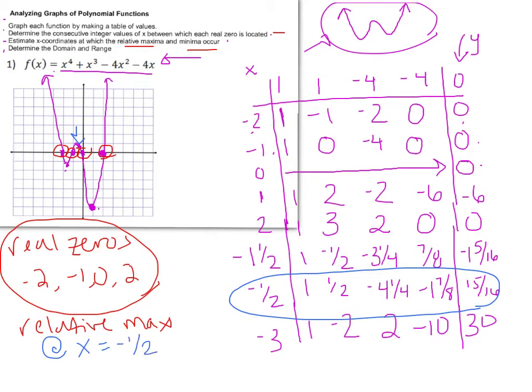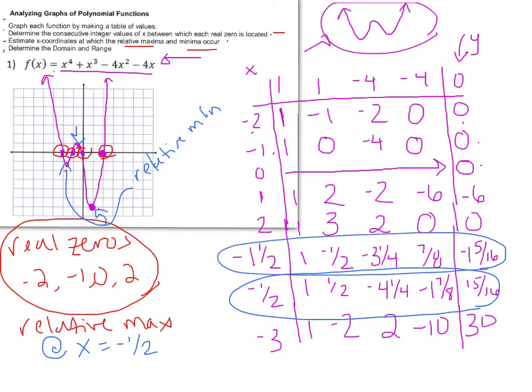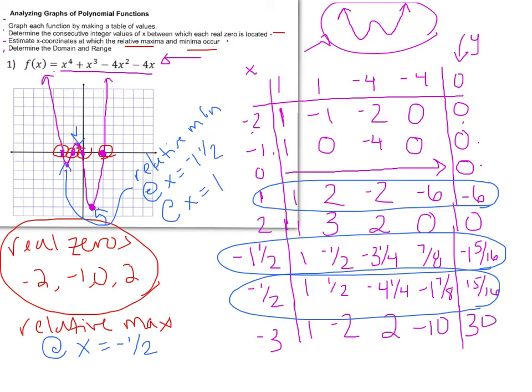For the relative mins, we want to look for the same thing where the graph dips down. There's a dip and there's a dip, so these two values here would be relative mins. Of those two relative min values, we know one of them was right here at x equals -1/2, and the other one was right here when x was equal to 1. So that's our relative min and max.